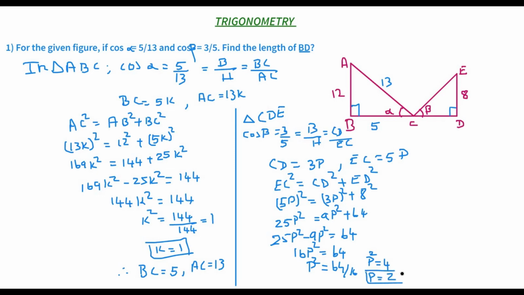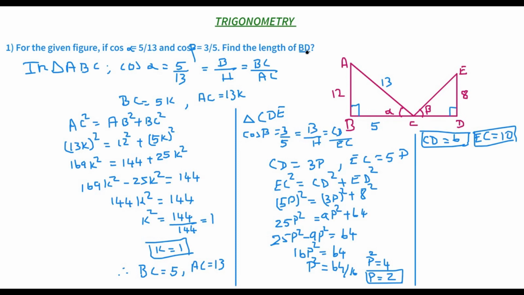So now we have found the value of P. Now let's find out what CD is and what EC is. So I have to draw lines and complete this in the same thing, so you have a reference of the total question. So now what is our CD? CD equals 3P. So 3 times 2, which is 6. Now we have got our CD as 6. Now what is EC? EC equals 5P. 5 times 2 is 10. Now we have our EC as 10.